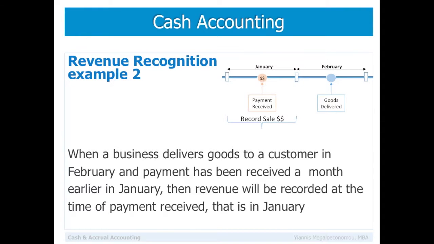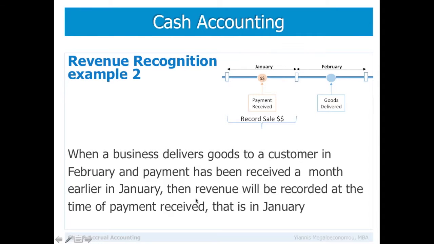Let's see another example. We have another revenue recognition example. I have a different case. Now remember always the basis, the time of the payment. So we have here a case when a business delivers goods to a customer in February. However, for some reason, payment has been received a month earlier from the customer, in January. So here we have a so-called prepayment.